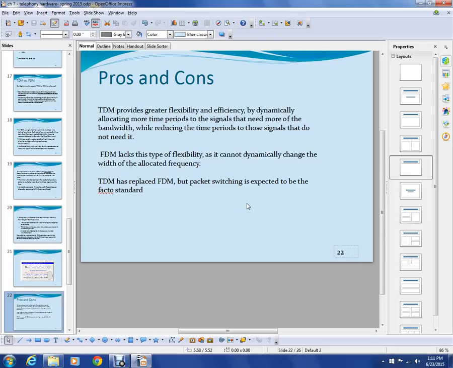The pros and the cons. Well, TDM provides greater flexibility and efficiency by dynamically allocating more time period to the signal that needs more of the bandwidth while reducing the time period to the signal that does not need it. Frequency domain multiplexing lacks this type of flexibility, as it cannot dynamically change the width of the allocated frequency. TDM has replaced FDM. Packet switching is expected to be the de facto standard for voice over IP.